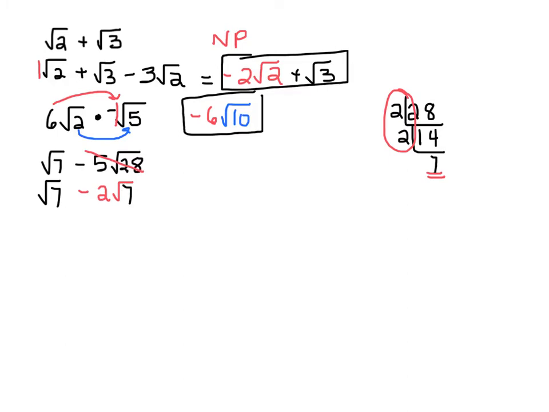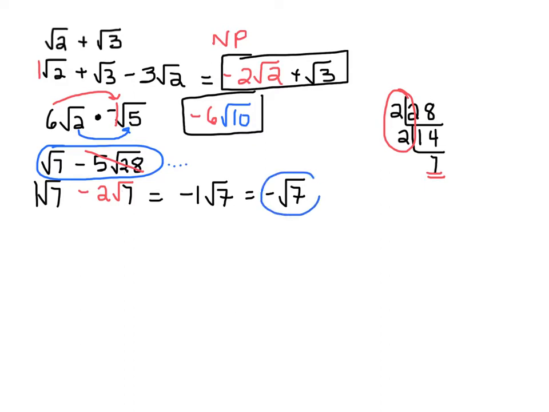And now the numbers underneath the square roots match. So I can do 1 square root of 7 minus 2 square roots of 7, and that would equal negative 1 square root of 7. Or you could just write it as the negative square root of 7. And again, if you put your original problem in the calculator and pressed enter, it would give you a decimal. If you put negative square root of 7 in the calculator and pressed enter, it would give you a decimal, and these should match.